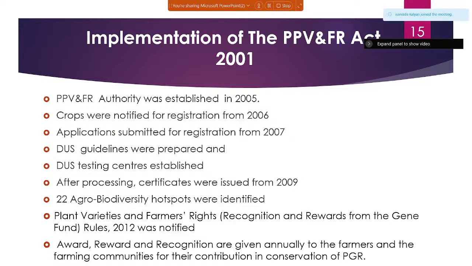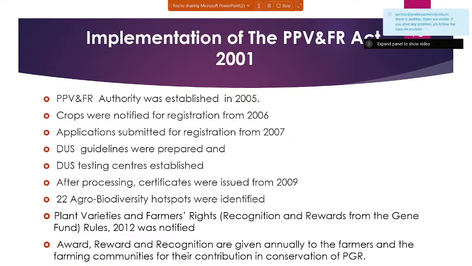It is not that you just go to the patent office and get something sitting at the table. It's not like that. The experiments need to be done. So after processing, the certificates will be issued, and they started to issue the certificates from 2009. 22 agro biodiversity hotspots were identified in India.